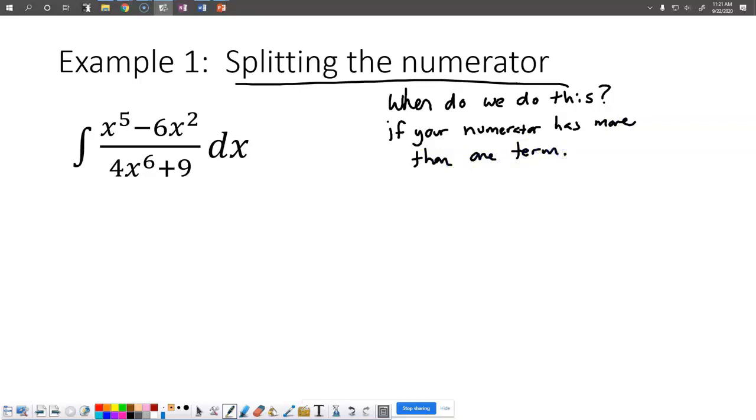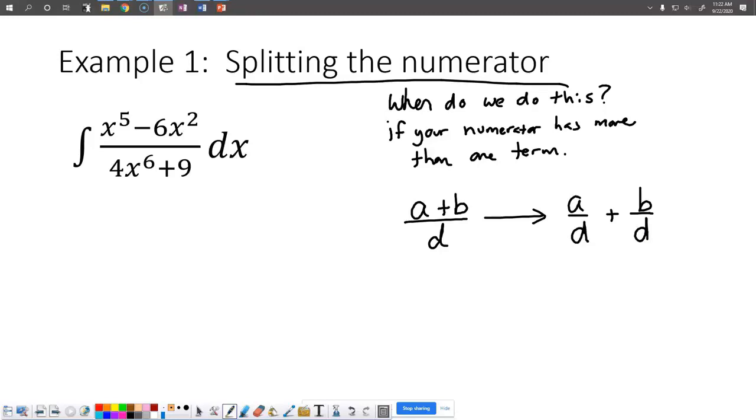Now, I hope you guys know what a term is. If not, it's two monomials that are connected by plus or subtraction. So here's the basic idea. Here's the strategy. If you ever have a fraction where you have a plus b over some denominator that we'll call d, you can rewrite that as two separate fractions. And that's the strategy that we're going to use.